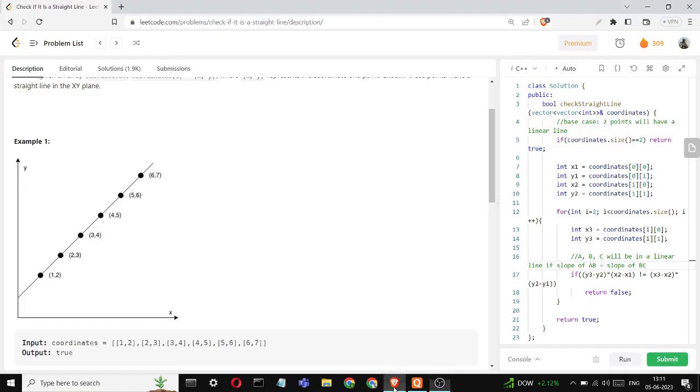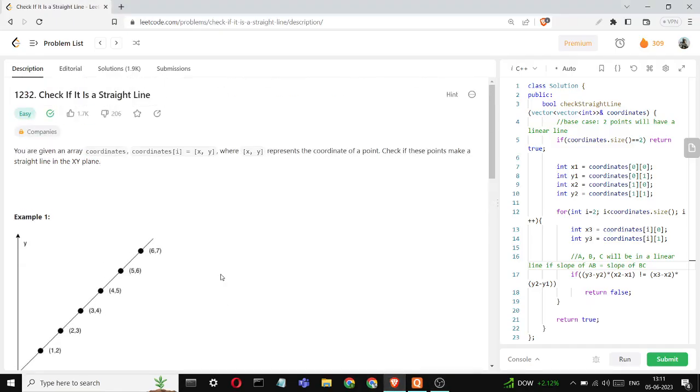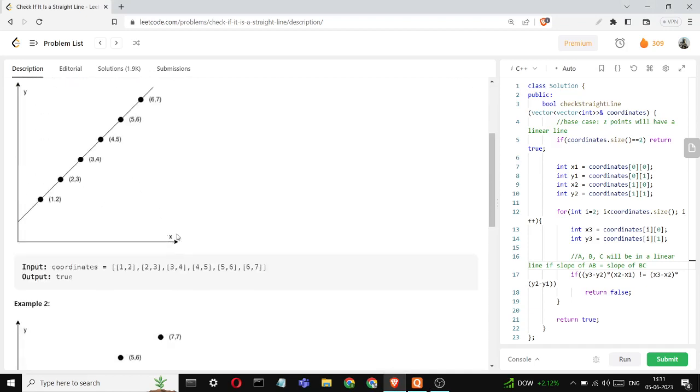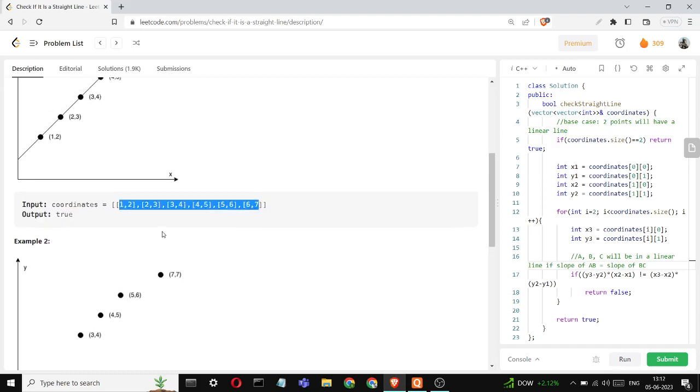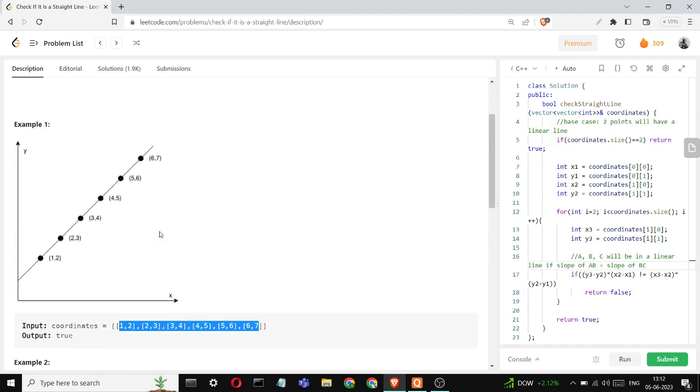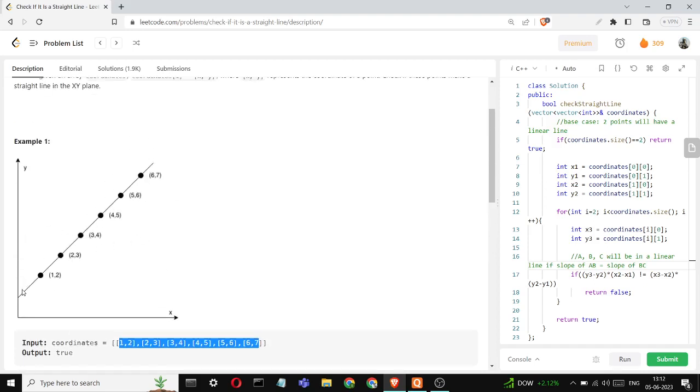And our today's question is check if it is a straight line. In the question, they will be giving us some coordinates, some points, and for every point we have an xy coordinate. We have to tell, if we are plotting these points on an xy plane, whether it is forming a linear line or not.